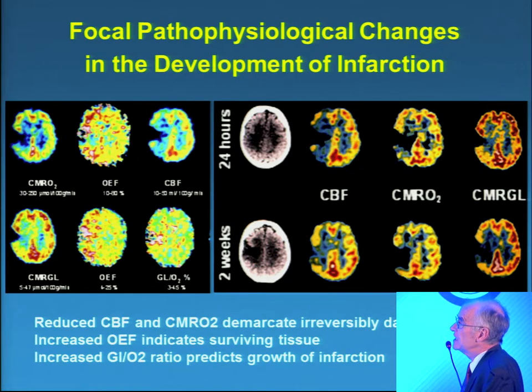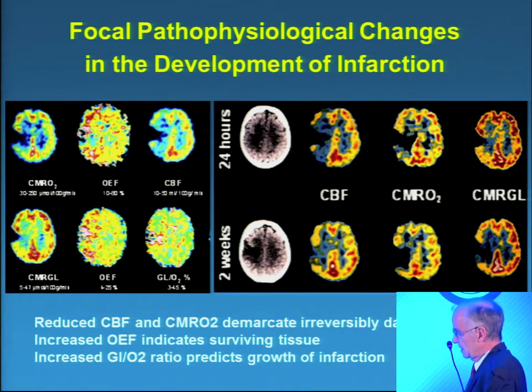And what you see here is the difference. For instance, in this region, where you have persistent oxygen metabolism, but low blood flow, and therefore increased oxygen extraction fraction, indicating that this tissue is still alive despite the flow being very low, and this is the penumbra.